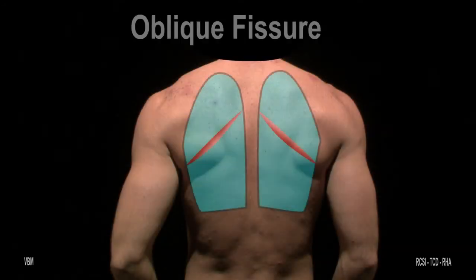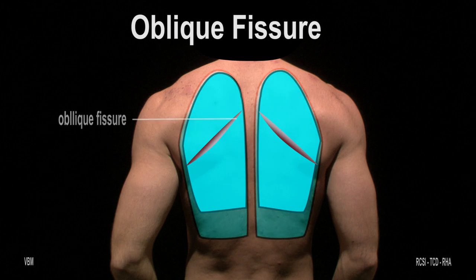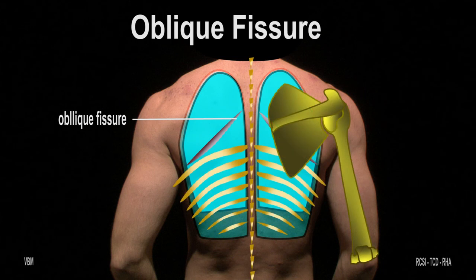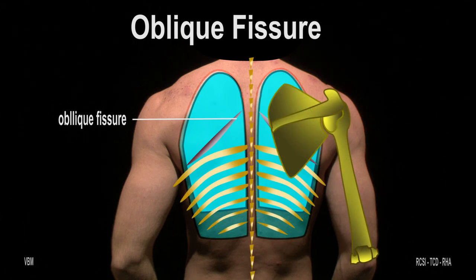Oblique fissure. Outline the oblique fissure. The oblique fissure is located in the midline near the spine of T2 or the body of T4. It moves laterally in a downward direction, crossing the 4th and 5th intercostal spaces and follows the contour of the 6th rib and costal cartilage.